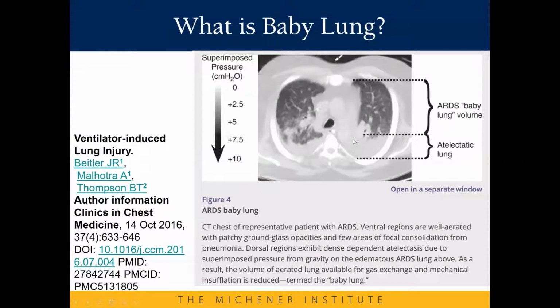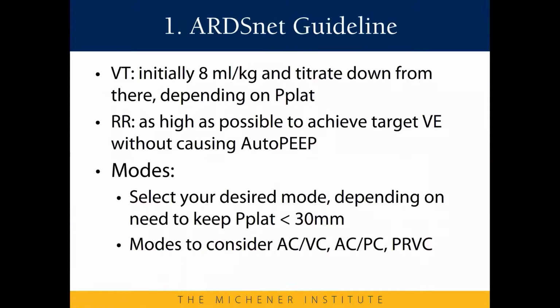So moving into our ARDSNet guideline, for their guideline, they actually have you setting your tidal volume at 8 mL per kilo based on predicted body weight. And then you're going to titrate down from there depending on your plateau pressure. And they say for the respiratory rate, you want it as high as possible to achieve a target minute ventilation without causing auto PEEP.